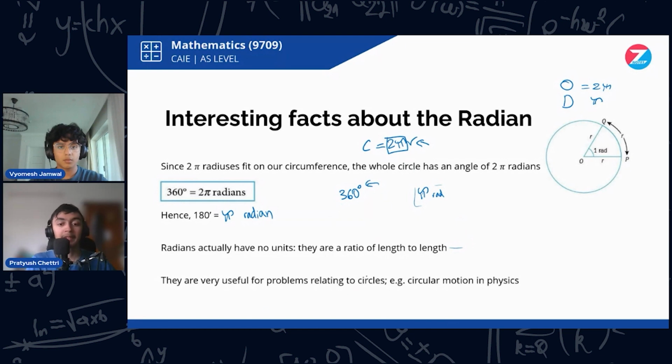And they're super important for problems relating to circles, such as circular motion in physics, because they turn something that looks like this, angle over 360 times 2 pi r equals arc length s, into something that looks more like this: angle times radius equals arc length. See, that's a big difference. Now we'll see what that means in the next slide.